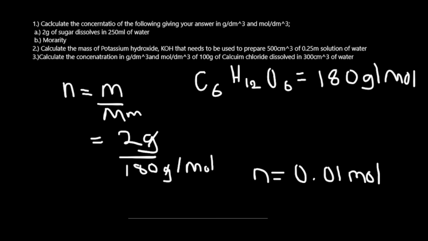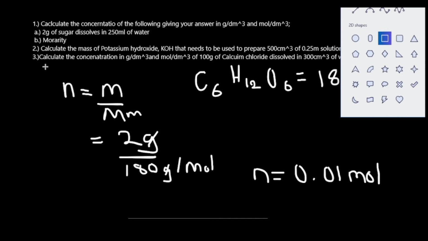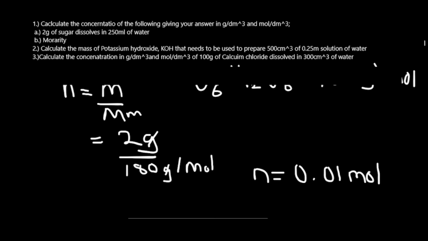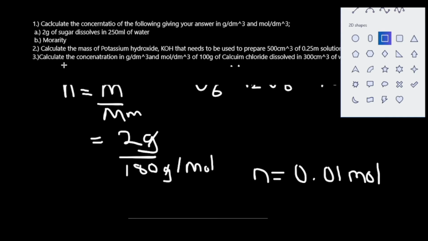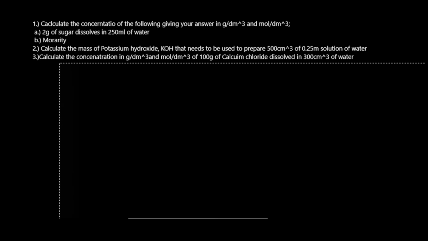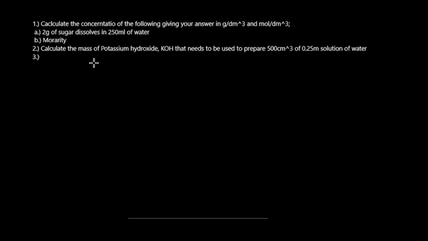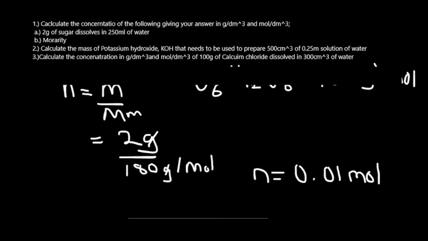Now that we found our number of moles as 0.01 moles, let's go ahead and use that to help us solve for what we have been told to solve for. So now we can simply say molarity M. Oh, it's like I've erased the third question. Sorry for that.